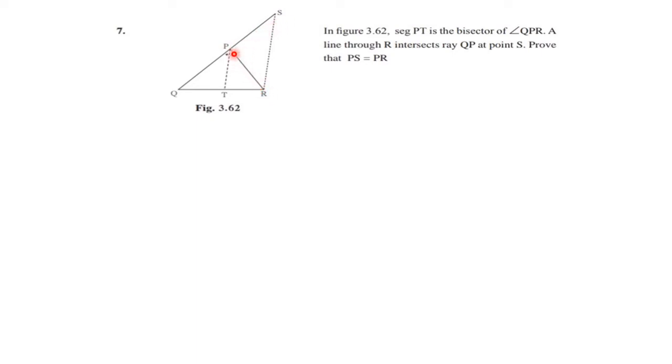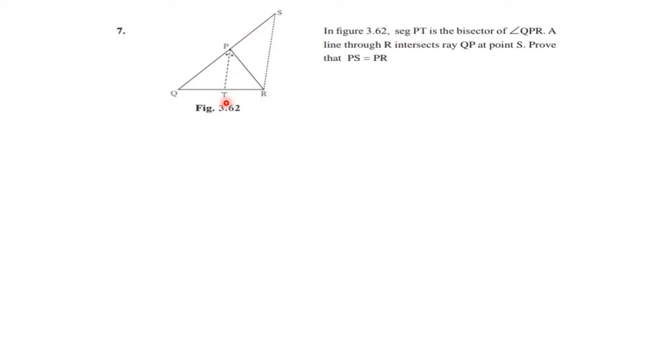So if we need to prove that these two sides are congruent, first we need to prove that angle PRS is congruent to PSR. If we prove that these two angles are congruent, then according to the converse of the isosceles triangle theorem, we can prove that PR is congruent to PS. Now you can see PT is parallel to SR, correct? PT is parallel to SR and QS is the transversal. So we can say that they are forming corresponding angles, that is angle QPT is congruent to angle PSR.